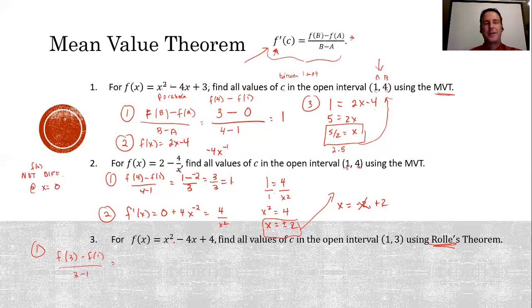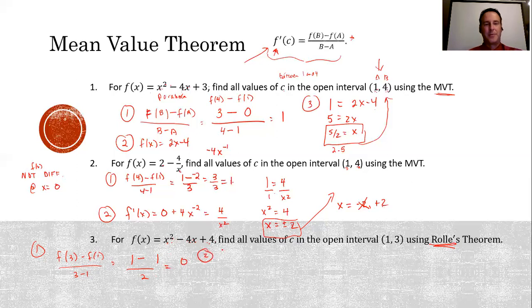And if you plug in 3 here, 3 squared is 9, minus 4 times 3 is 12, plus 4. So 9 minus 12 is negative 3 plus 4 is, sorry, 9 minus 12 is negative 3 plus 4 is 1. Minus, and then when you plug in 1 here, that's 1 minus 4 is negative 3 plus 4 is also 1. And that gives you 0 over 2 on the bottom, and you get 0. So that's your first step.